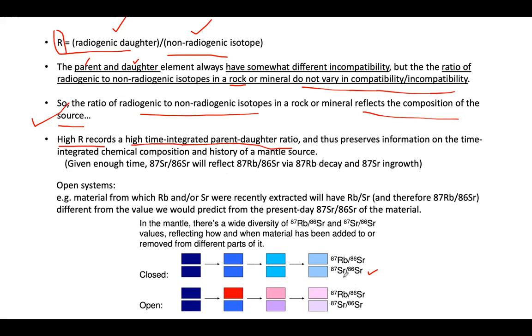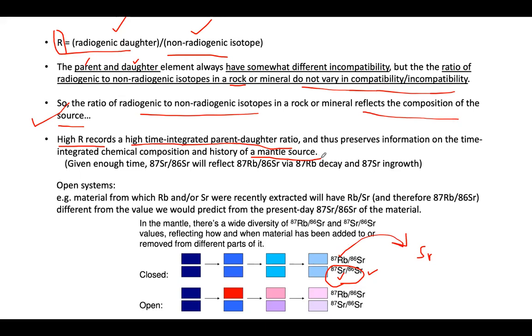Because you know, strontium 87 is produced from what? 87 rubidium. Okay, so this is parent and this is daughter. So high strontium ratio means high overall ratio means you must have decayed many rubidium into strontium. Okay, a lot of rubidium has been decayed into strontium 87. So that is the implication over the time, right? So high time integrated decay, right? Production of this particular isotope component, right? So it's a part of the history of that particular source, mantle or whatever the source, right?